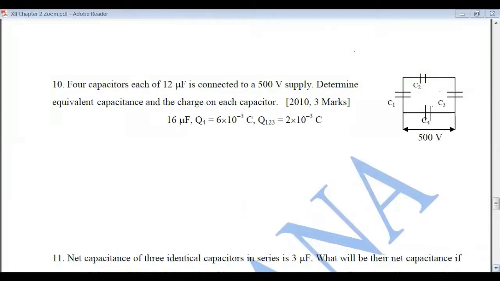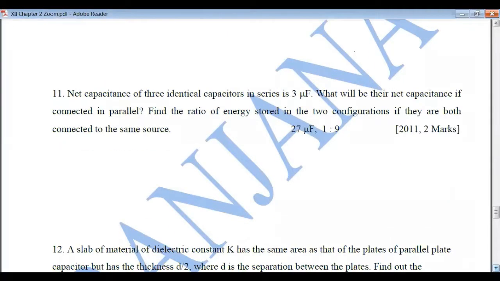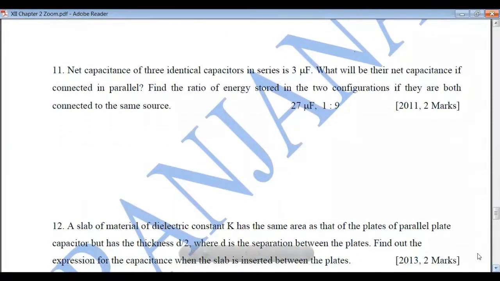Next question is question number 11. The net capacitance of three identical capacitors in series is 3 microfarad. So there are three capacitors, each one having the same capacitance. Let the capacitance of each capacitor be C. When they are connected in series, the equivalent capacitance is 3 microfarad.